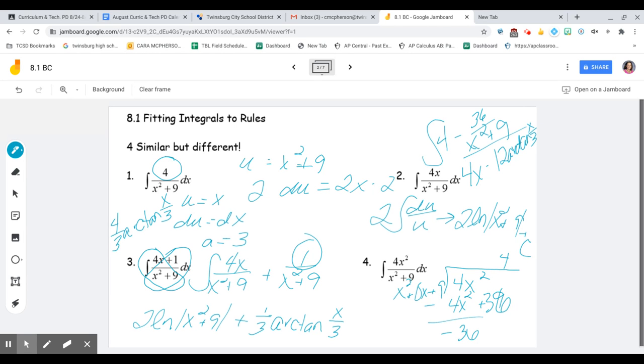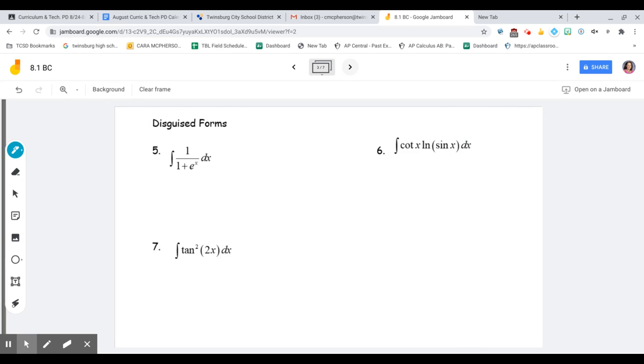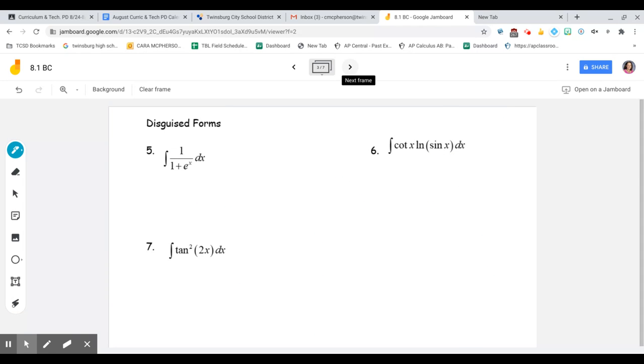So those are 4 very different ways to go about integrals that look almost the same. Disguised forms, kind of like they look like you're not sure what to do with them when you look at them. I'm sure everything right now feels disguised.